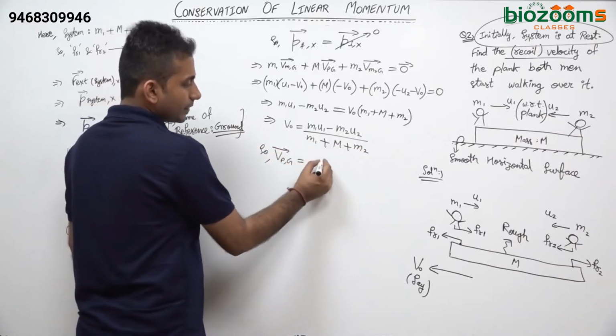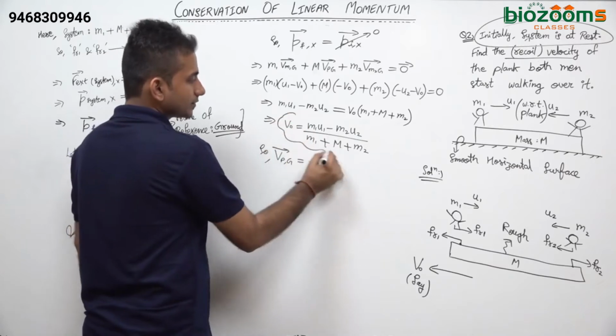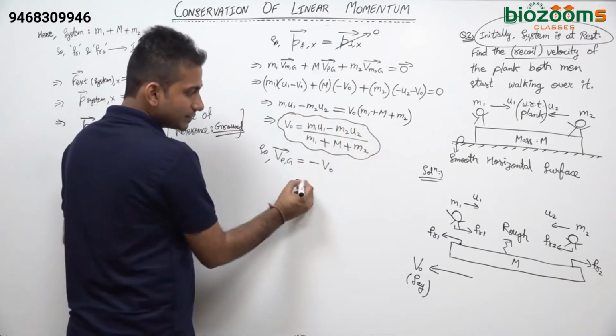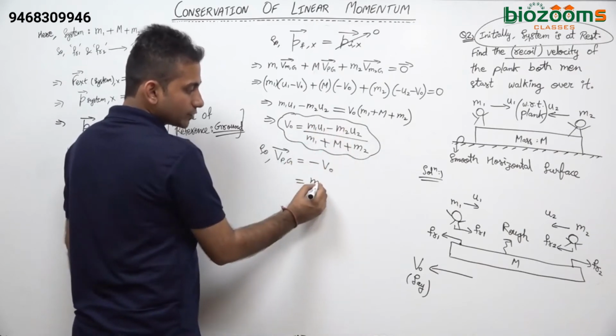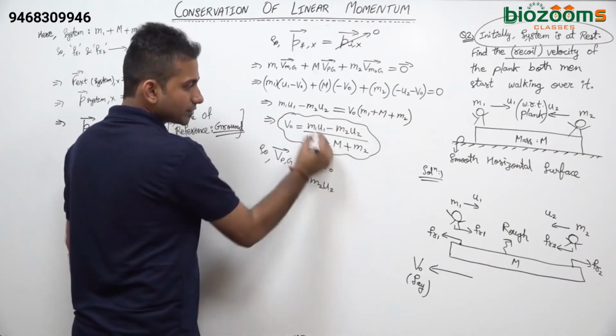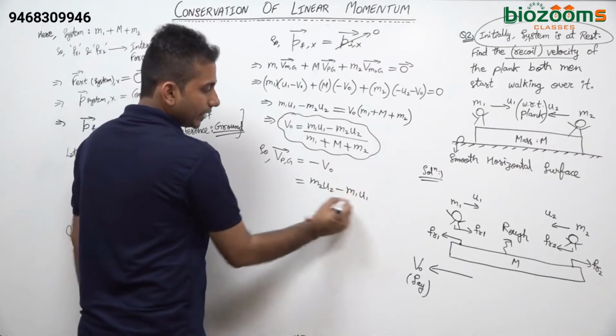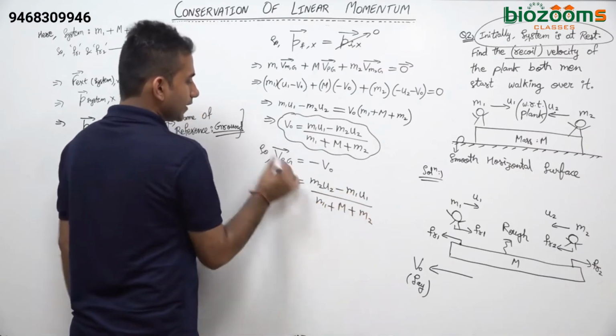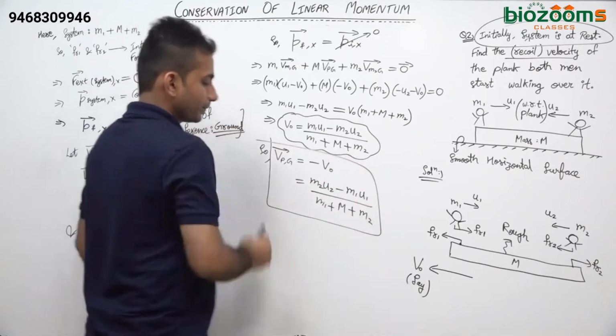Sir, it is minus v0. See, this is the speed. What is the velocity? Minus v0. So you will do negative of it. So the negative term will become positive and the positive term will become negative, over the total mass of the system, m1 plus capital M plus m2. Right?